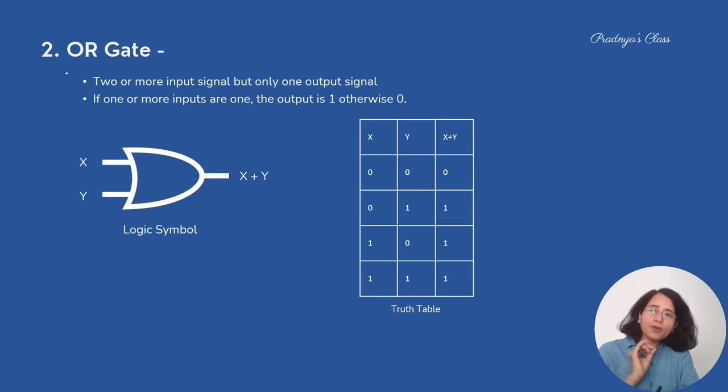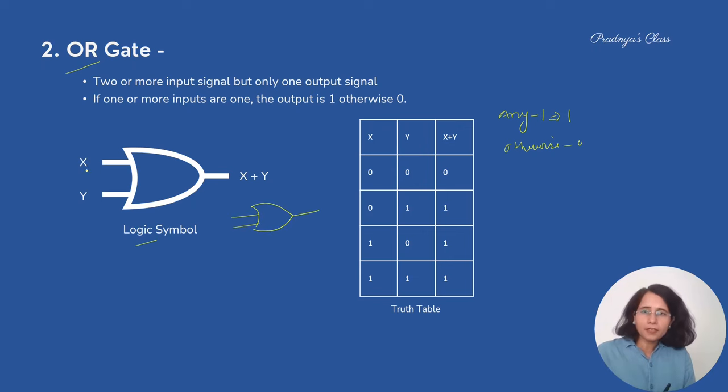The next gate is the OR gate. We have studied the OR operator. So this gate works on the principle of the OR operator. It takes two or more inputs because it is a binary operator. And if any of the inputs is 1, then it produces the output as 1, otherwise we get 0. This is the logic symbol of the OR gate. It just resembles a petal. If the inputs are X and Y, the operation of the OR gate is represented as x plus y. It can take more than two inputs also.